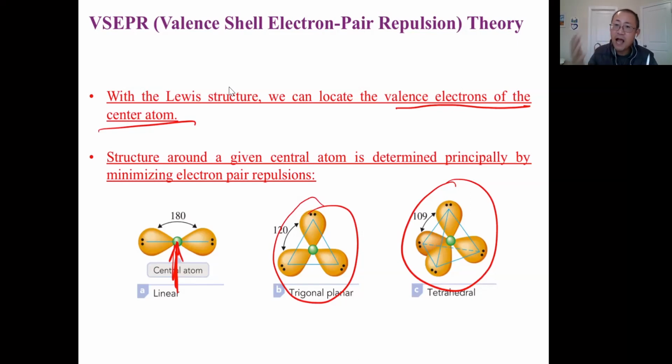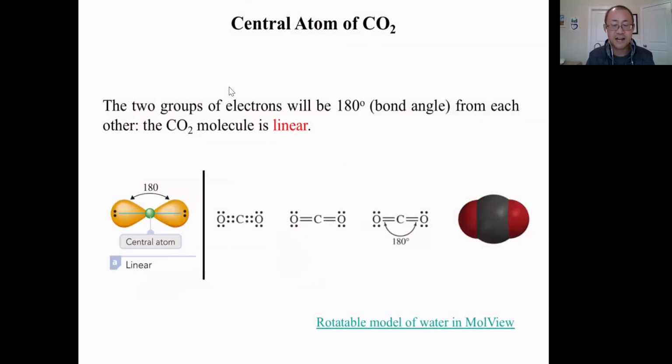Again, it's somewhat abstract. Let's take a look at a few examples so that you can get the idea. The first example is carbon dioxide. Again, first, you need to know how to draw a correct Lewis structure. That's the most important part of this chapter, before you can tell the geometry. This is the Lewis structure of carbon dioxide.